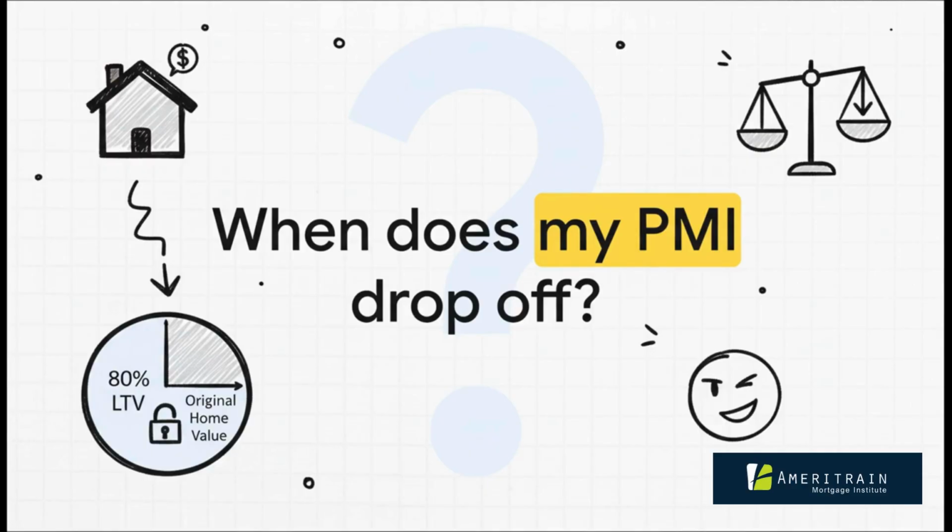The simple answer is they can request to have it removed once their loan balance hits 80% of the home's original value. And even better, the law says it has to automatically drop off once they hit 78%.